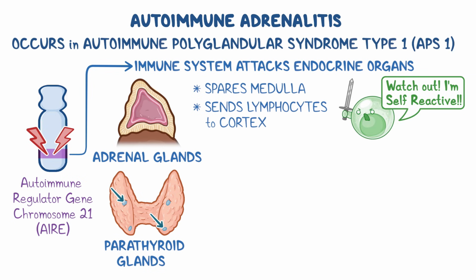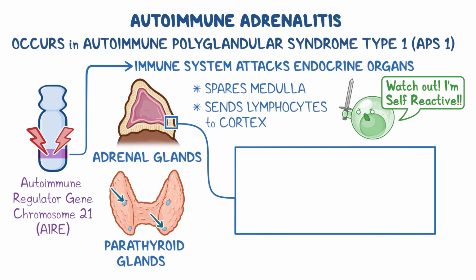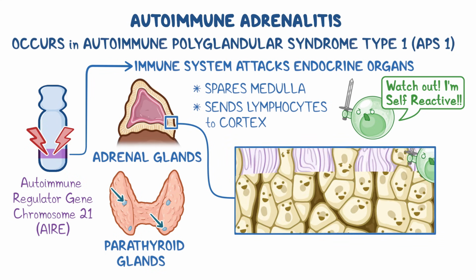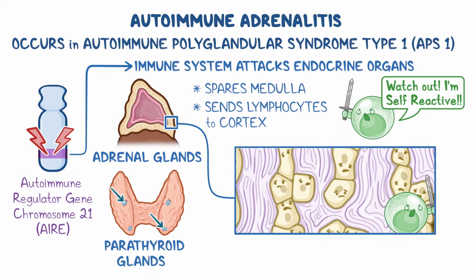Over time, lymphocytes destroy the cortex, leaving a collapsed network of connective tissue with several survivors of cortical cells, which cannot keep up with the body's demand. This eventually results in adrenal insufficiency.